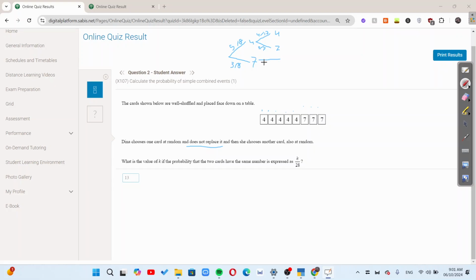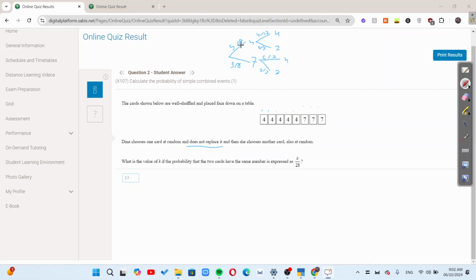And here, if she pulls out 7 first try, she can either get 4 or 7 again. Her chances of getting 4 are 5 over 7, and her chances of getting 7 are 2 over 7. So now that we have our probabilities for all cases in the cards, what's the probability that you get 2 cards with the same number? So it's either your probability of 4-4 or your probability of 7-7.